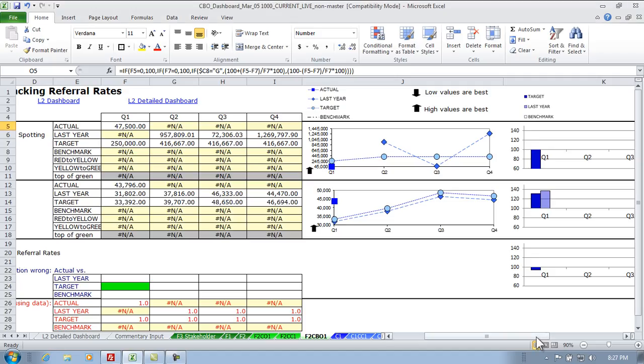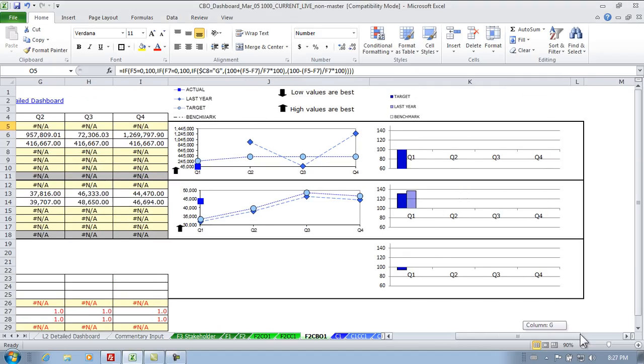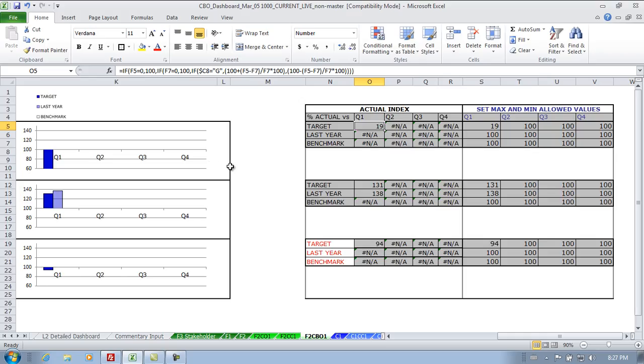So if we move on to the index graph on the left, there's a lot of mathematics that go into creating this. First off, in this area over here, we figure out what is the index performance. To do that, what we basically do is take a look to see whether high values are good or bad.